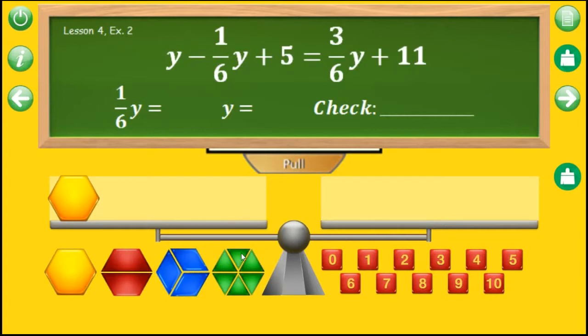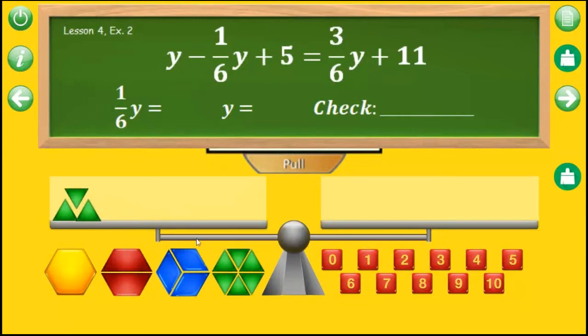But this time, we have something different here. What does it say to do? Minus 1/6 of y. We need to take a 1/6 of y. Now, a 1/6 of y is a green block, but we have a problem. We don't see any green blocks here. So what do you suggest we do? You can take away the yellow block and add 5 green blocks. Okay. So if we take away 1 green block from the yellow block, we're going to end up with 5 green blocks here.